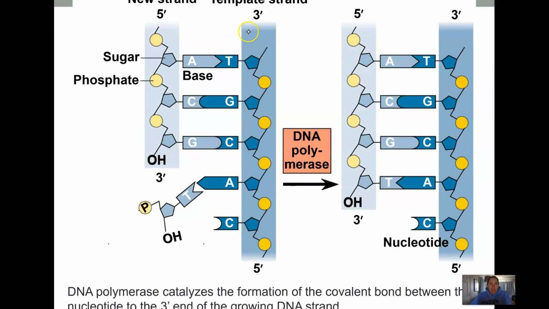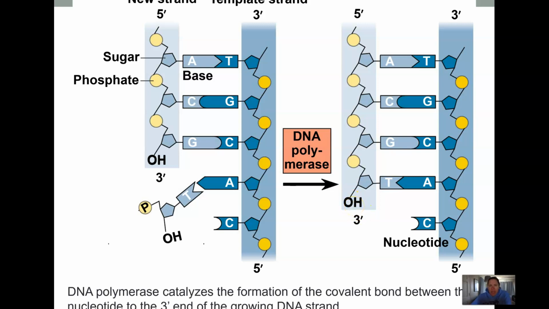So here we can see our original parent strand, and we have our growing strand here, and we can only add this new nucleotide, in this case a thymine, to the 3' end of this particular growing chain. So DNA polymerase can only add nucleotides, and so here we can see it's fully attached, and the next nucleotide is going to come in here and attach at the 3' end of this nucleotide.